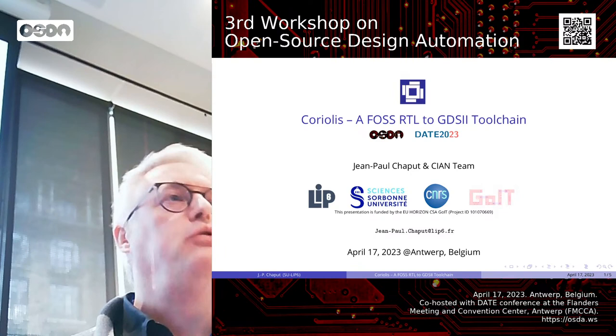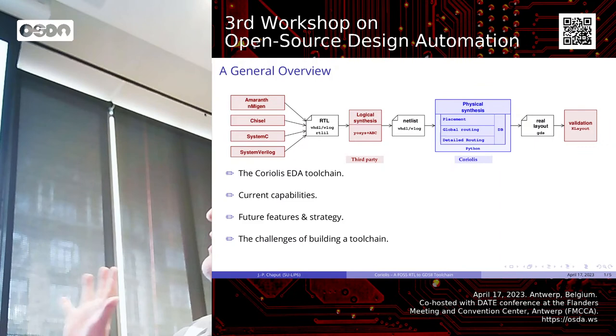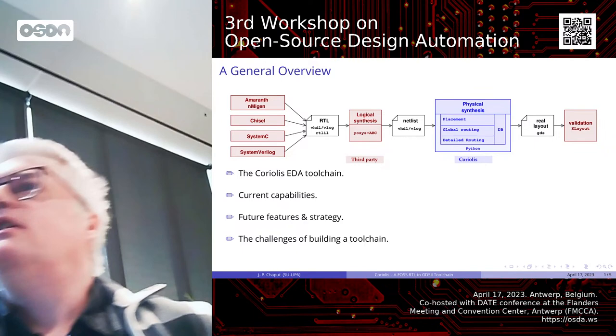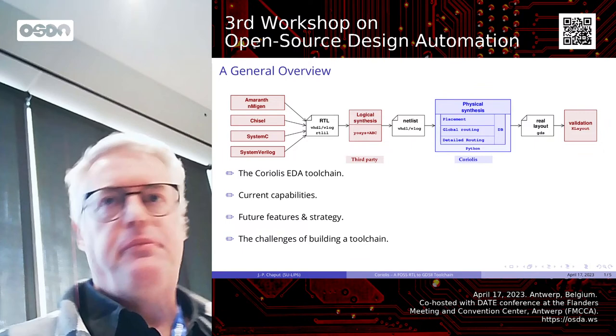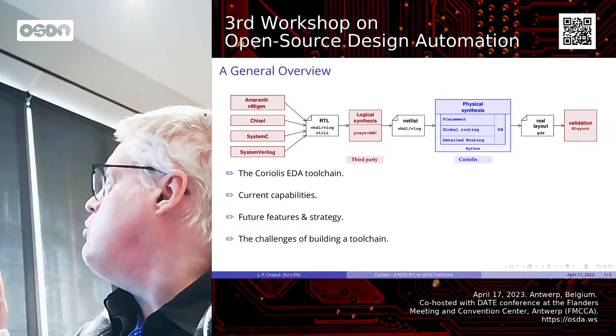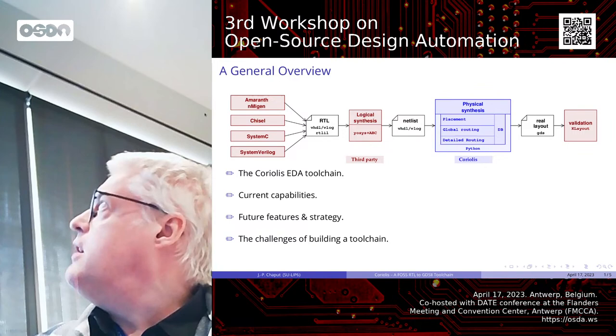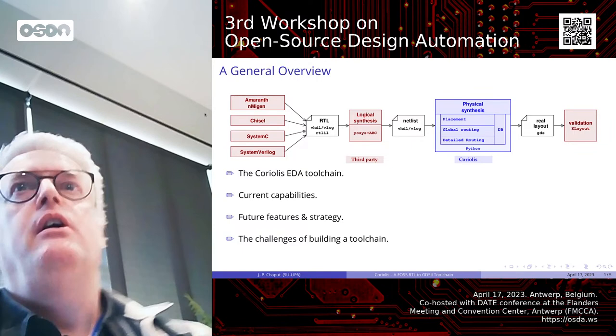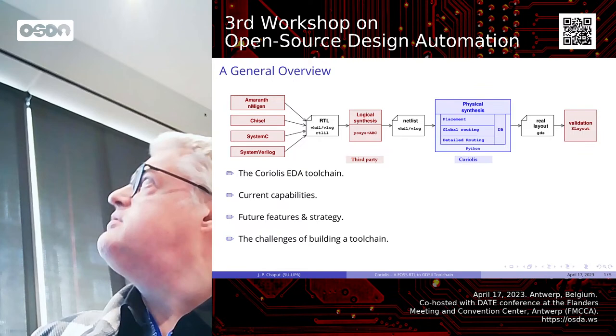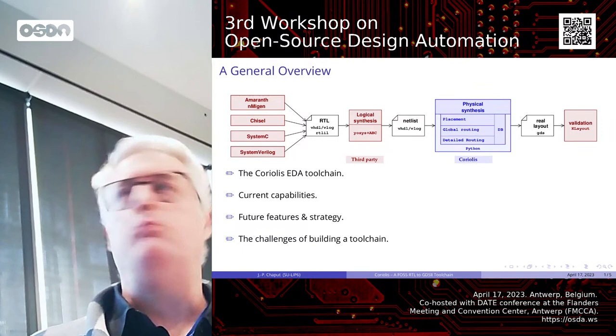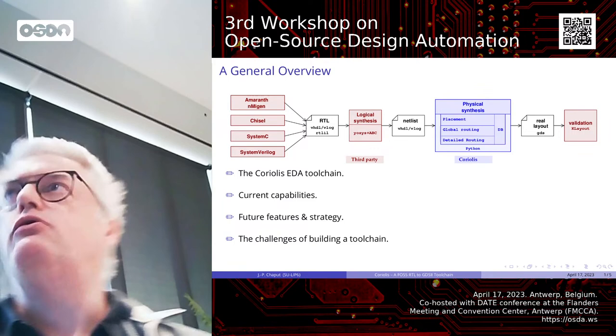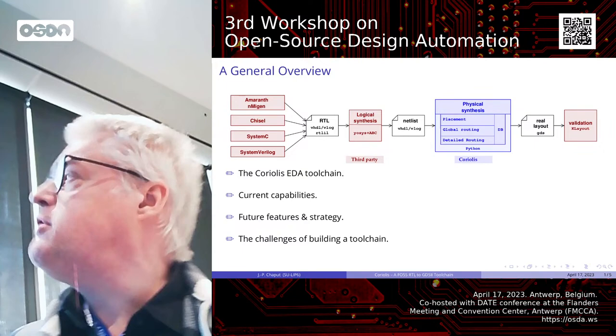So here is a very simplified view of the design flow. On the left, you have the hardware description language, whatever they are. Then we go through logical synthesis, and then to the physical synthesis, and then we got the layout. To be completely accurate, Coriolis is the blue part. This is the part that we specifically developed at Sorbonne University. But we have also developed a framework to manage all the tools of the chain. But the red ones are third party, so developed outside of our lab, but we use them.